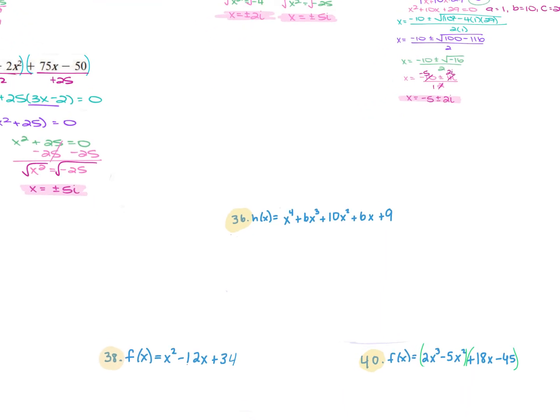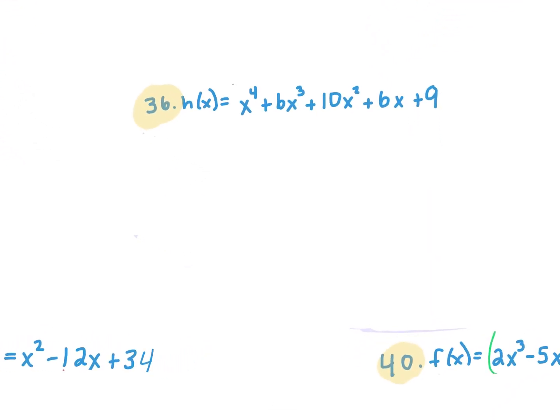Okay, so if we look at 36, we have h of x is equal to x to the 4th power plus 6x cubed plus 10x squared plus 6x plus 9. You have more than 4 terms here, so I don't expect you to factor it out in order to solve. You can use your P over Q or your synthetic division by finding the factors of your constant, which in this case is a 9. Your factors of that 9 are going to be plus or minus 1, plus or minus 3, and plus or minus 9.